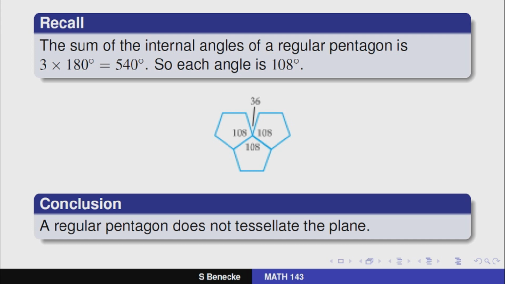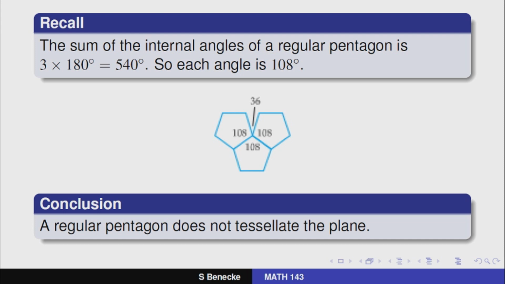Because 108 plus 108 plus 108 is not exactly 360. I have a little gap missing, and that gap is too small to squeeze another pentagon in. So a single pentagon, copies of that, cannot be tiled to fill the plane without any gaps. So a regular pentagon does not tessellate the plane because of what that angle is. It doesn't fit all the way around and leave no gaps. So the angle has to add up to 360.